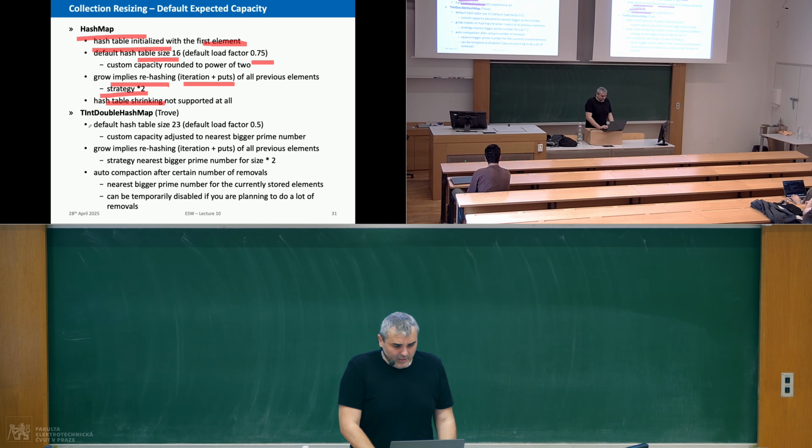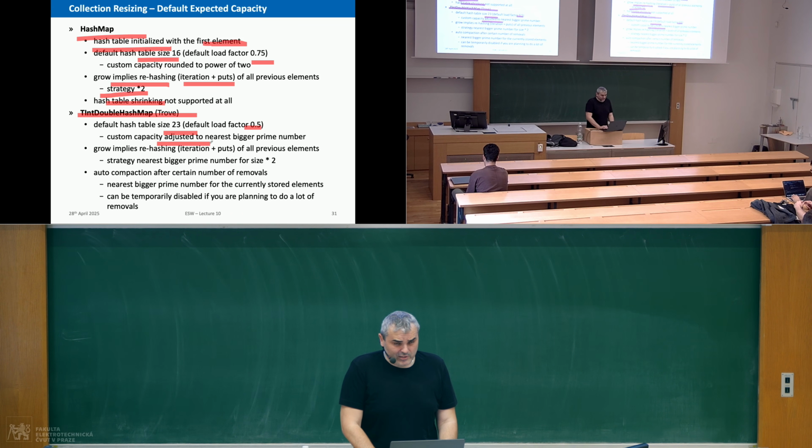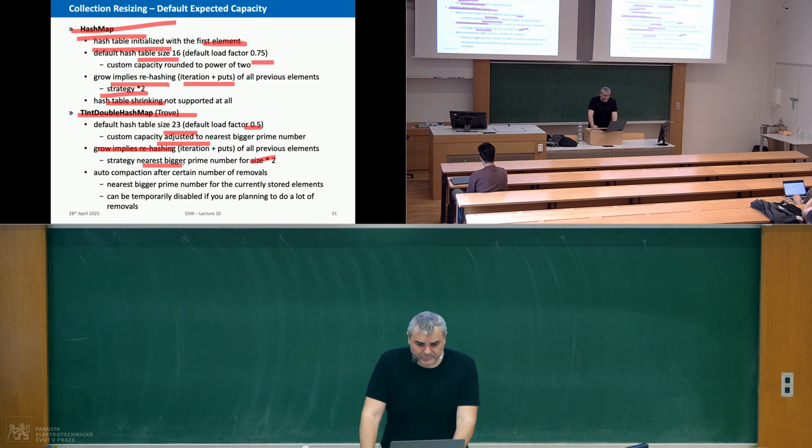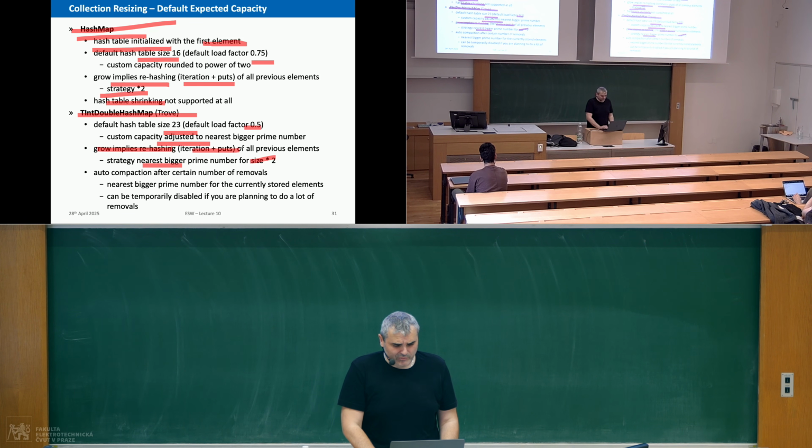That's the only approach. In case of Trove, default hash table structure, because I said it works with the prime numbers, the prime number 23 is the first one which is used. Load factor is 0.75. So if you provide a custom capacity, like I've mentioned for the array list, that's doable also for hash map, all this collection for performance. It searches for nearest bigger prime number for the capacity. The growth strategy is multiply by 2, but nearest bigger prime number. Again, rehashing implies iteration and put over all previous elements.